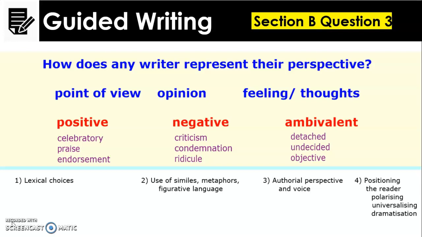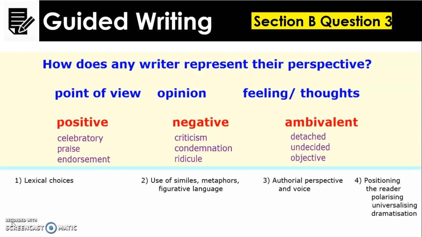So it also guides us to the language. What lexical choices are they making that show they're being positive, negative, or ambivalent? Are there words of praise? Are there words of ridicule? Are they making lexical choices that show that they're detached? Are they using similes, metaphors? And are those metaphors in turn reinforcing a sense of criticism? Or are they metaphors that create a tone of praise? Are they figurative language choices that show that our writer is undecided?